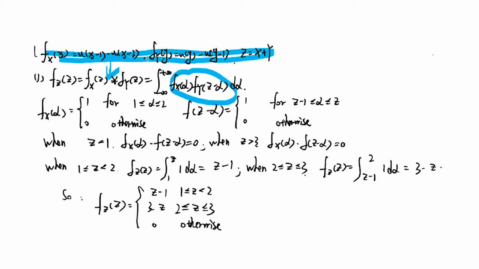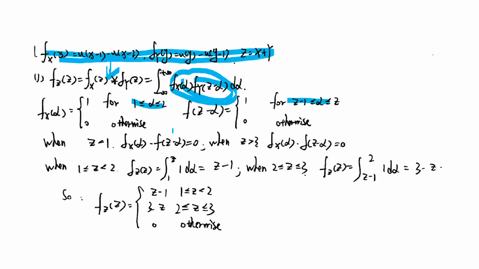With f_X(x) and f_Y(y) here, we can find that f_X(alpha) equals 1 for alpha in the range between 1 and 2, and 0 otherwise. f_Y(z minus alpha) would be 1 for alpha in the range between z minus 1 and z, and 0 otherwise. In order to integrate this part, we have to find the intersection of these two different ranges, 1 to 2 and z minus 1 to z.